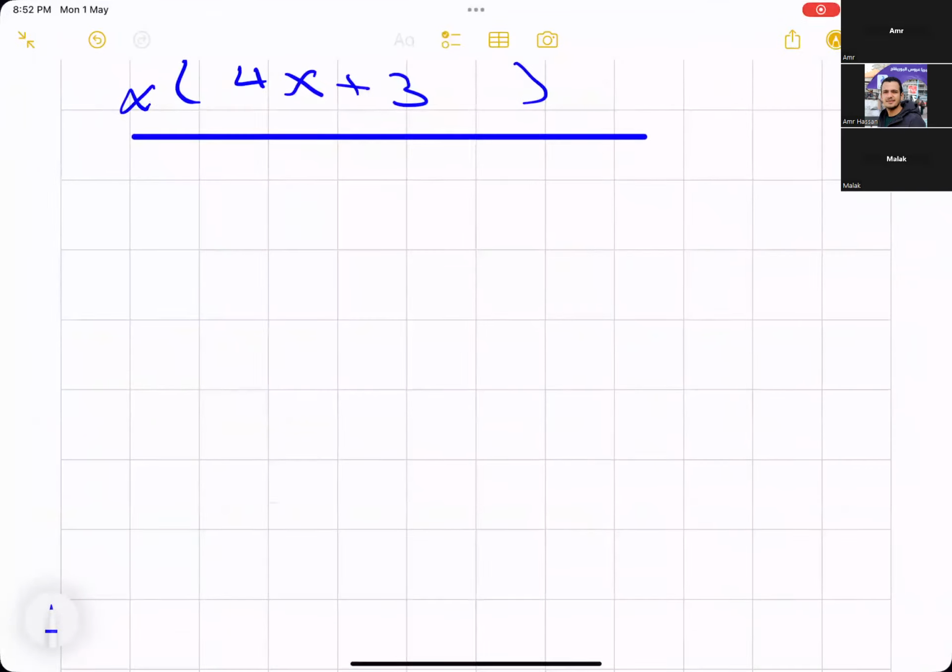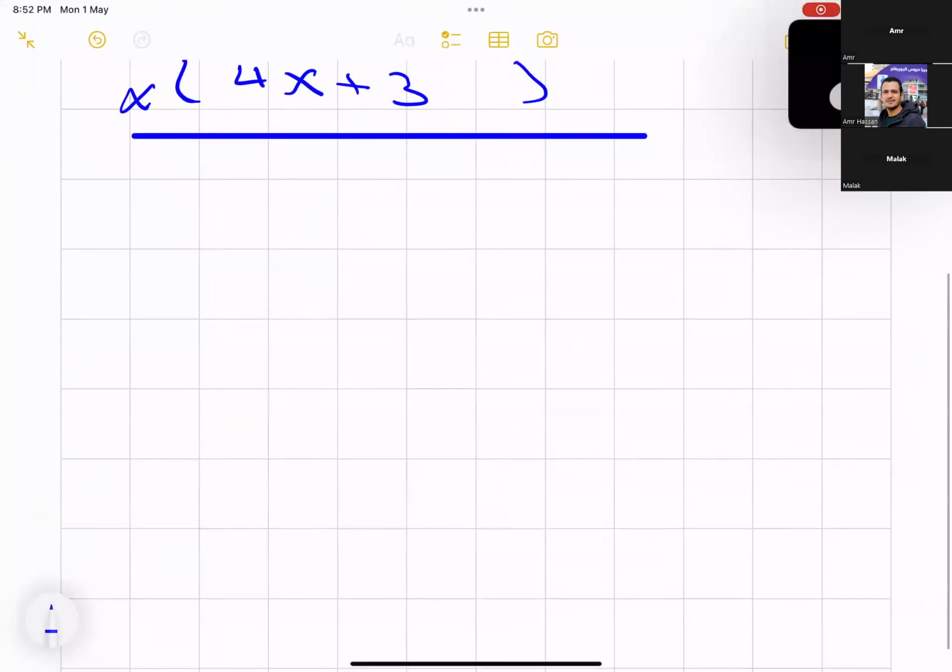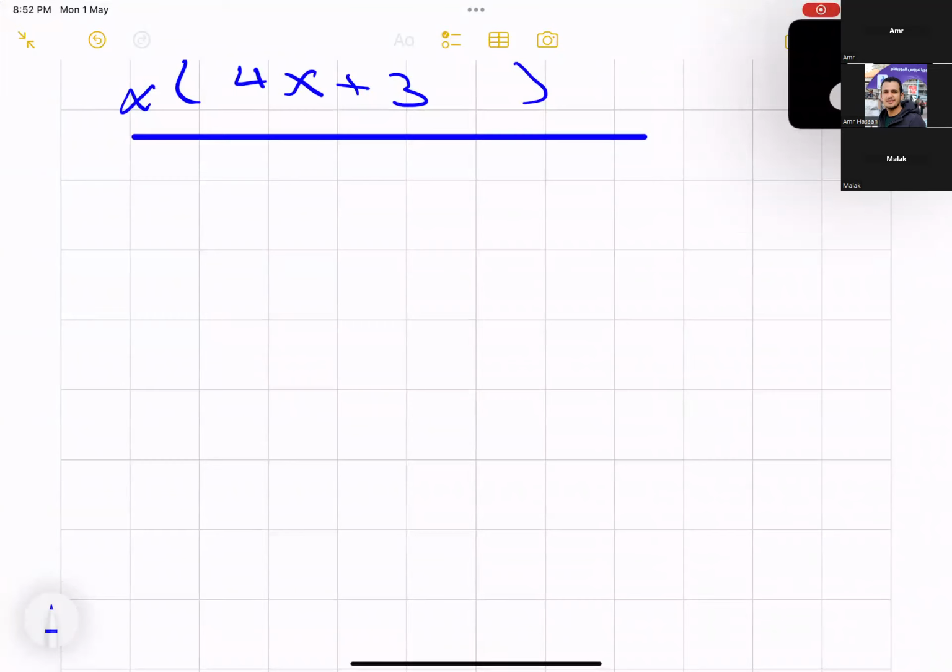Okay. Let me try to give another example. But don't try to do it quickly, because it would be wrong. Give yourself time to think about it, because the highest common factor, as I told you, if you try to do it quickly, you would get it wrong.